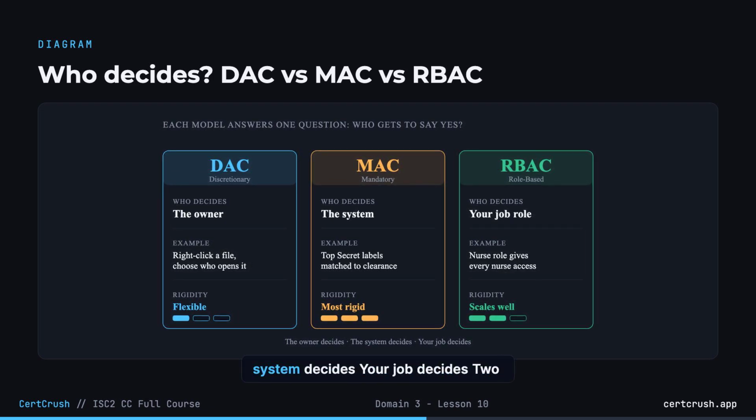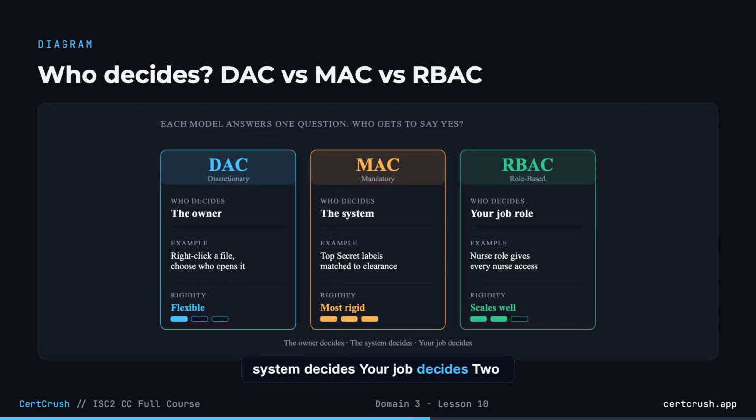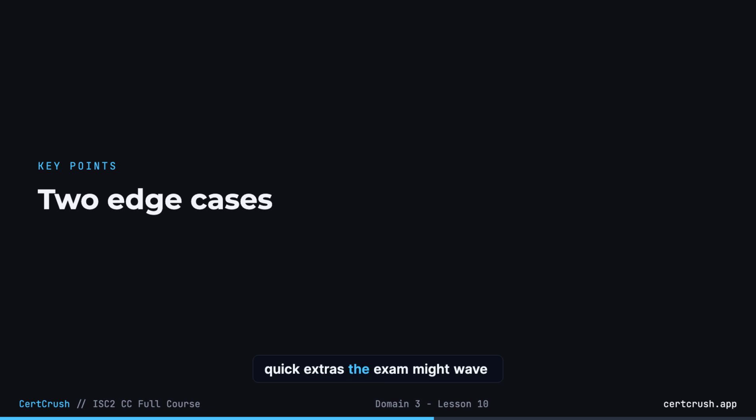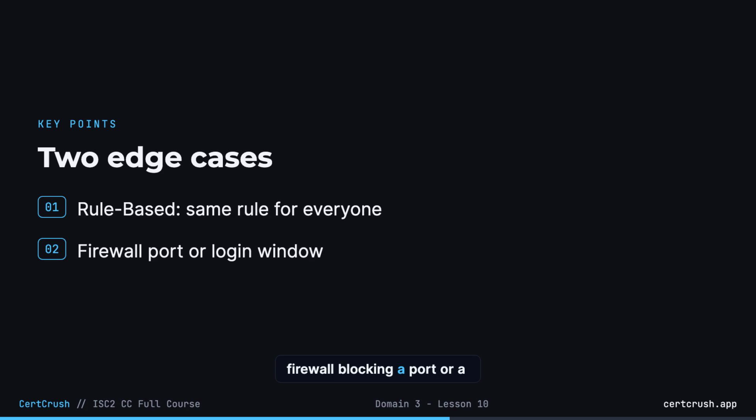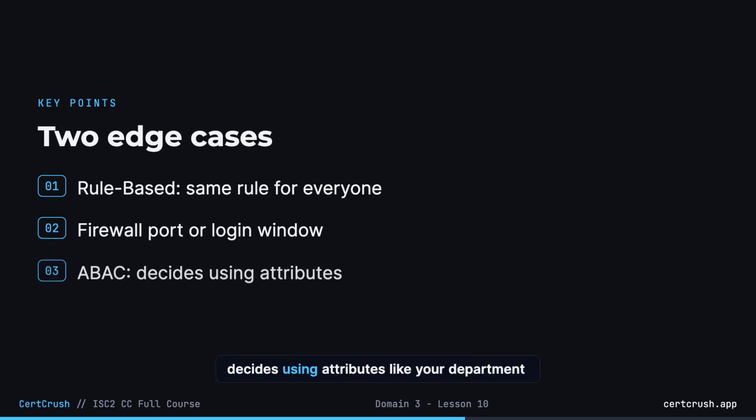2 quick extras the exam might wave at you. Rule-based access control applies the same rule to everyone, regardless of who they are. A firewall blocking a port, or a login only allowed 9 to 5, that is rule-based. And attribute-based access control, also abbreviated ABAC, decides using attributes, like your department, your location, or the device you are on. More flexible, more modern, but the exam only expects you to recognize the name.